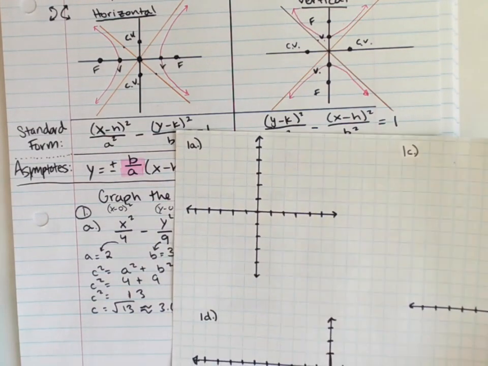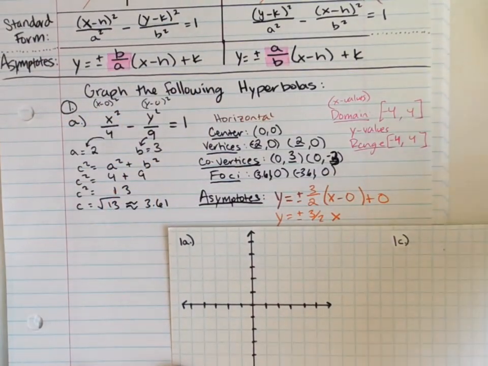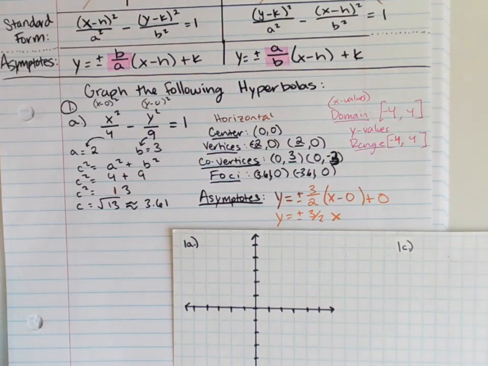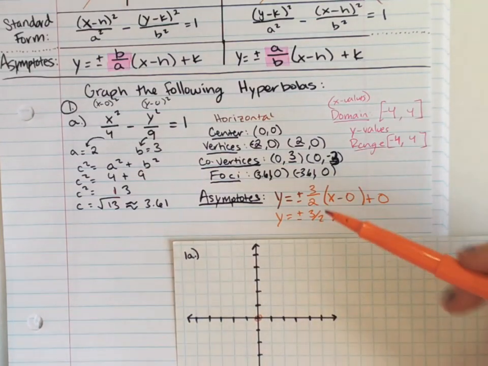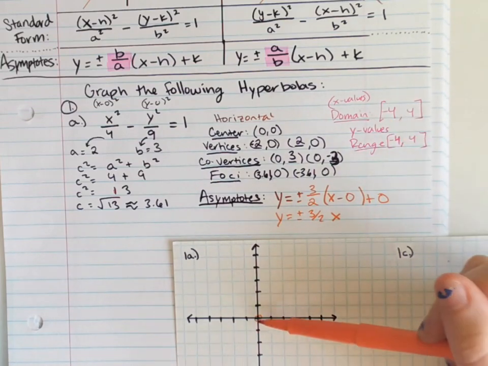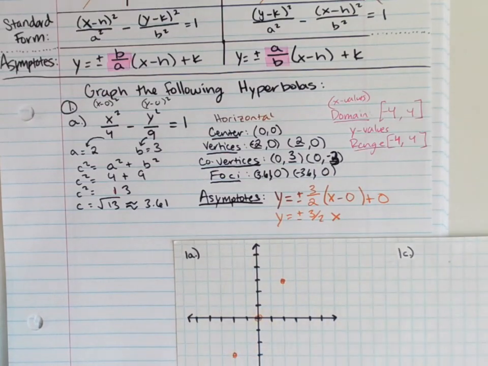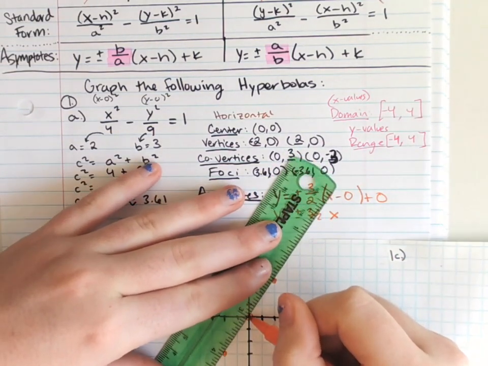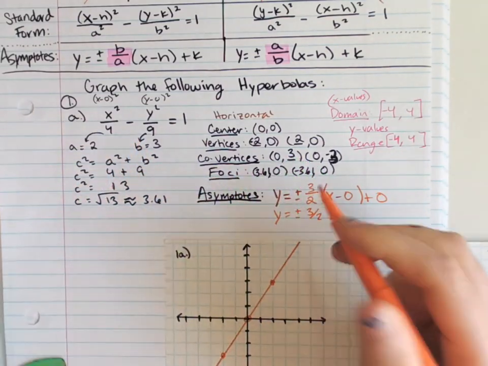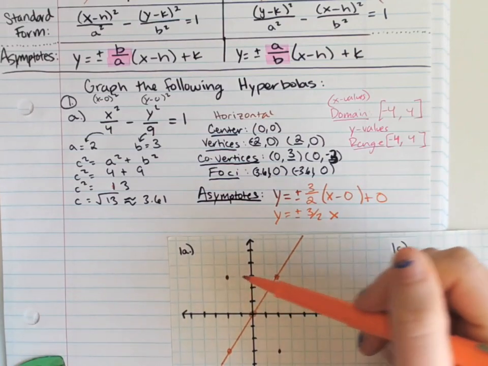So for 1a, we're going to plot all that info. I like to start with my asymptotes. That just helps me out. So I know it has a center at 0, 0. My slope is 3 over 2. So I'm going to go up 3 over 2, down 3 over 2. So there's my first asymptote. I had a ruler. I don't know where I put it. Oh, there it is. So there's one asymptote, and then the other one is a negative of the same slope. So we're going to go down 3 over 2 this direction.